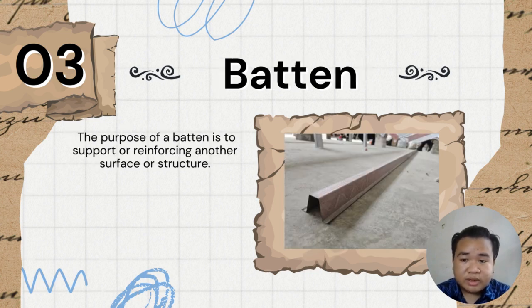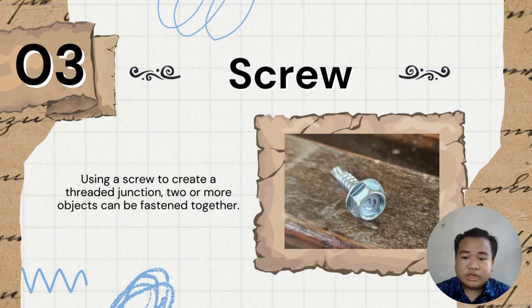Next is batten. Batten is used to support or reinforce another surface or structure. In roof truss, it is used to support each and every roof truss used on a building. The self-drilling screw used for this roof truss project is to create a threaded junction, so two or more objects can be fastened together.